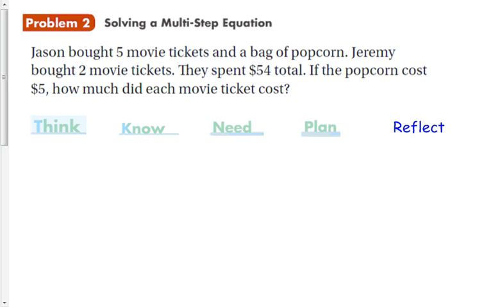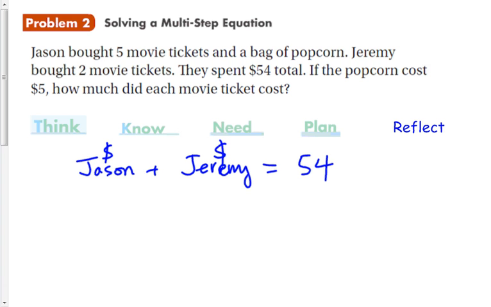All right, so sometimes when you write an equation for a problem, you may have to use a little more of the properties to get the answer to that equation. So here we have Jason bought 5 movie tickets and a bag of popcorn. Jeremy bought 2 movie tickets. They spent $54 total. So what I'm thinking is we have how much Jason spent at the movie theater, plus how much Jeremy spent at the movie theater, and the total is 54. So I really have some kind of a mathematical statement going on here. So if I can represent what Jason spent and what Jeremy spent, I can get an equation out of this.